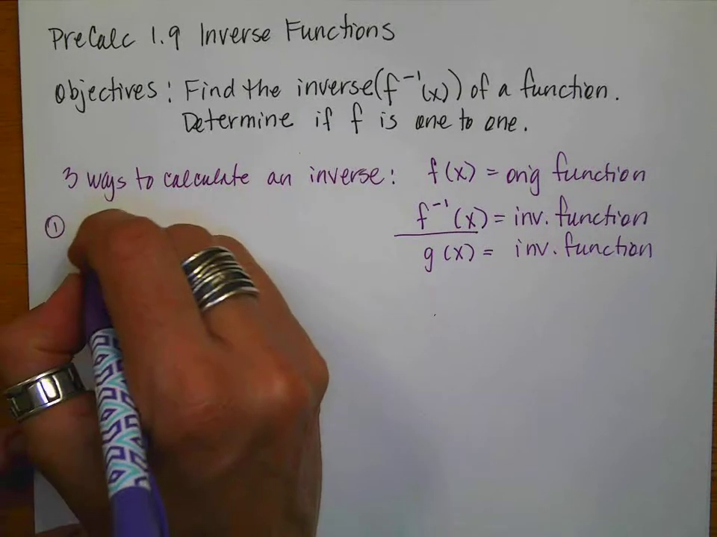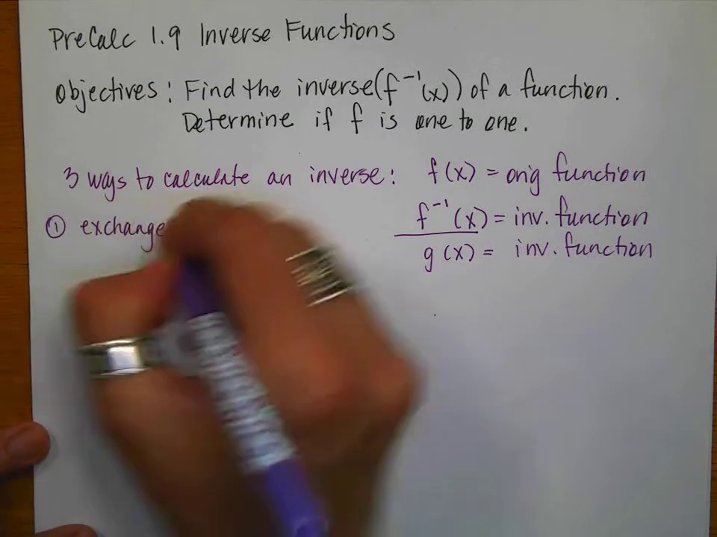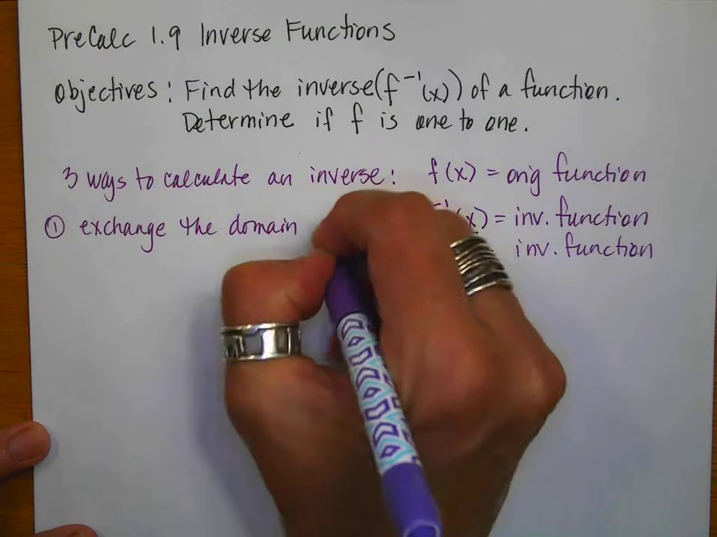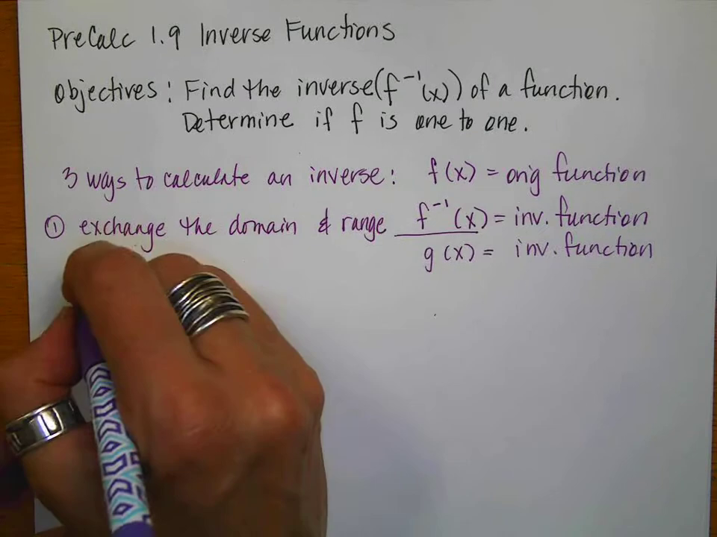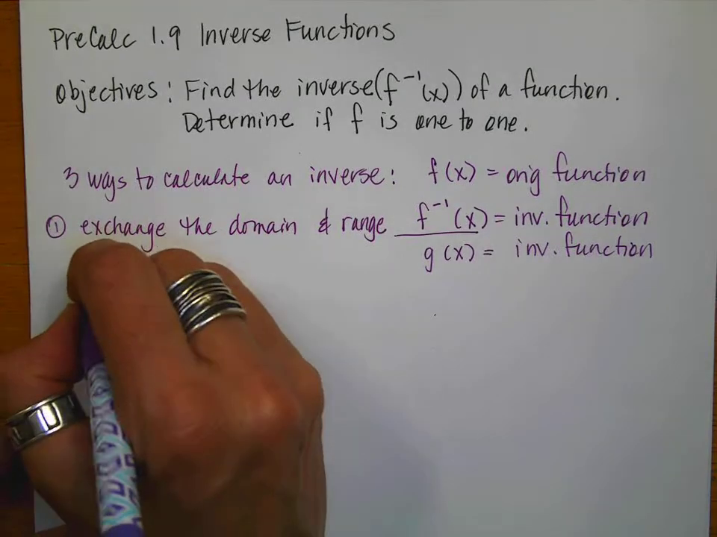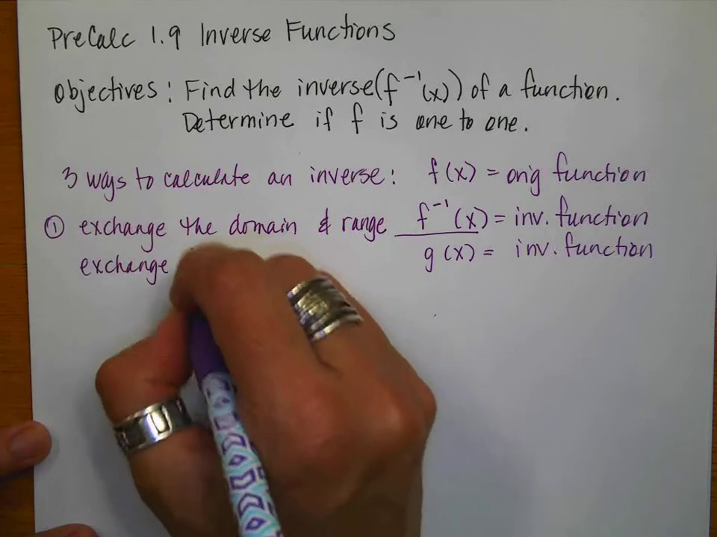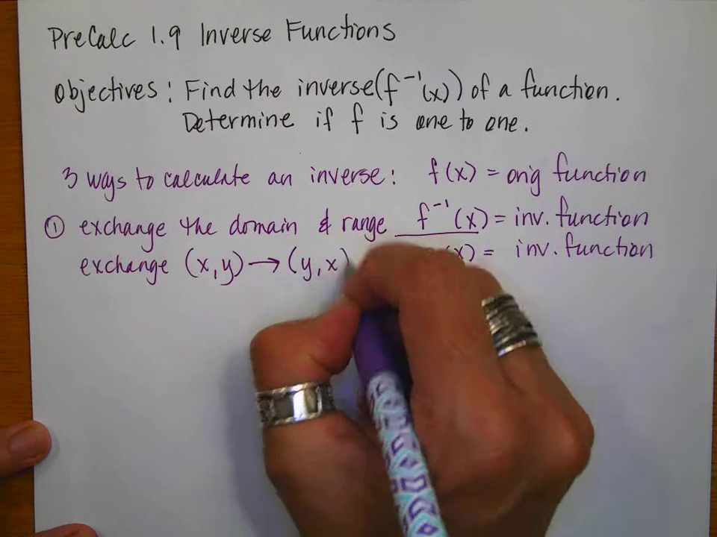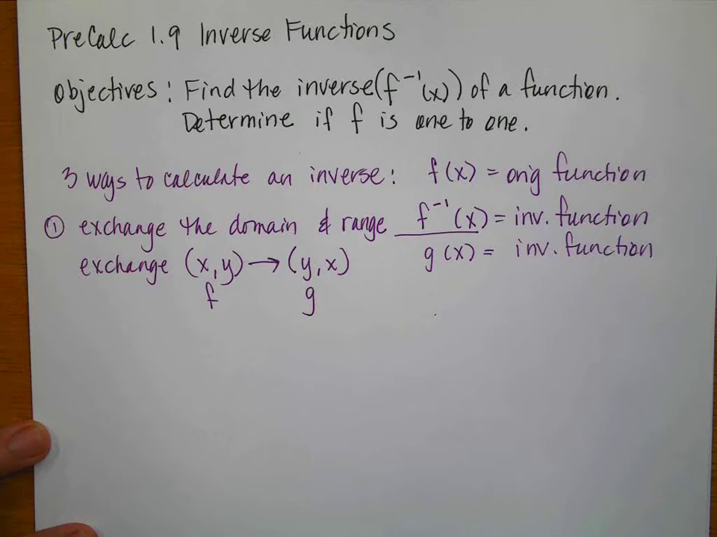All right, so the first method is to exchange the domain and the range of a function, which basically means you're going to exchange the ordered pairs. They're going to go from this to this, right? So this would be the function, and that would be the inverse.